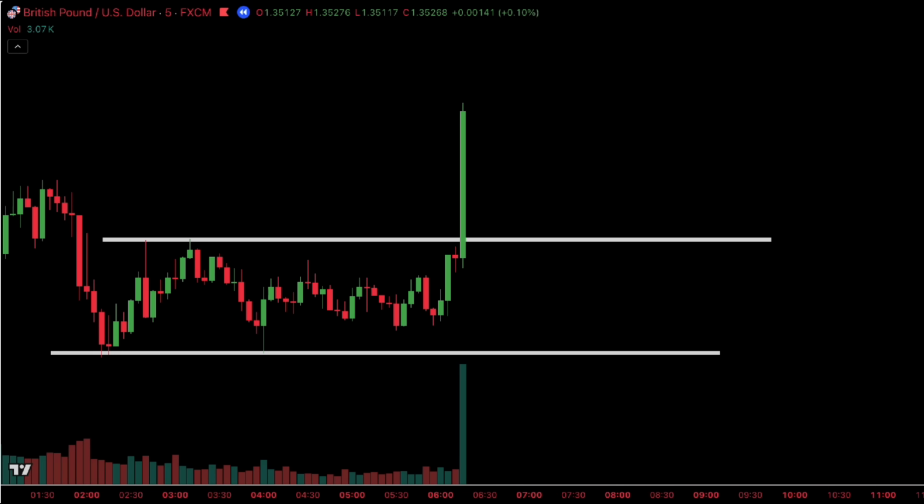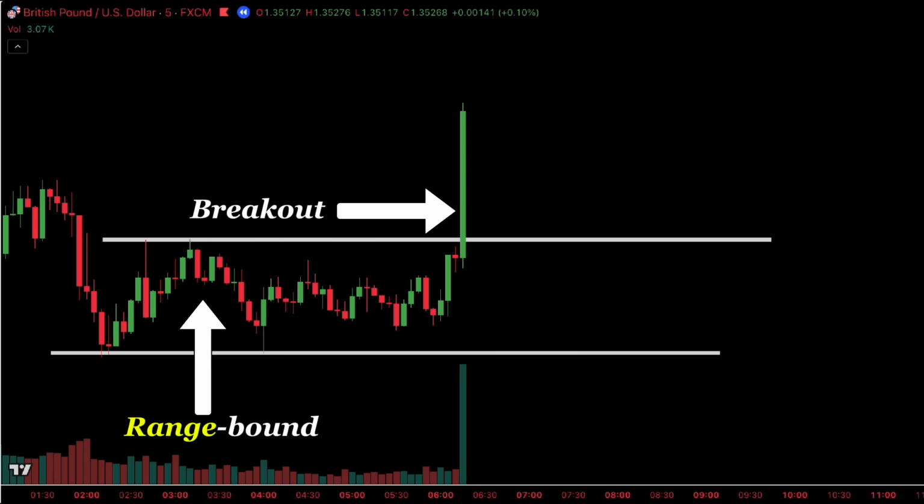As you can see, the market was ranging, trading between a clear support and resistance. Then price breaks out of the range to the upside. This level was resistance. And after the breakout, it becomes support. This is what we call a flip level. Now, instead of chasing the breakout, you wait. You wait for price to pull back to the flip level.